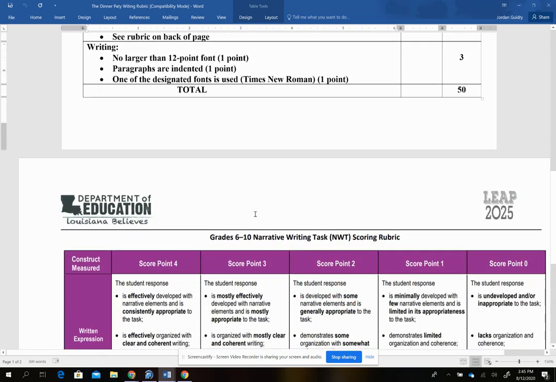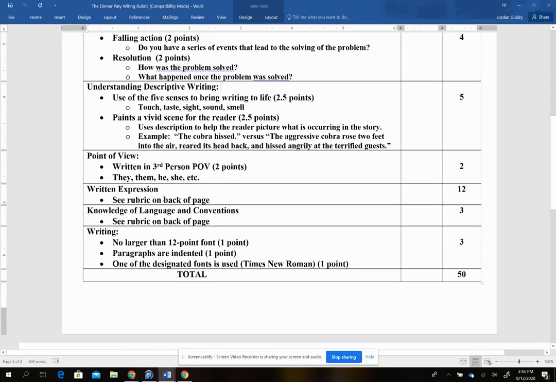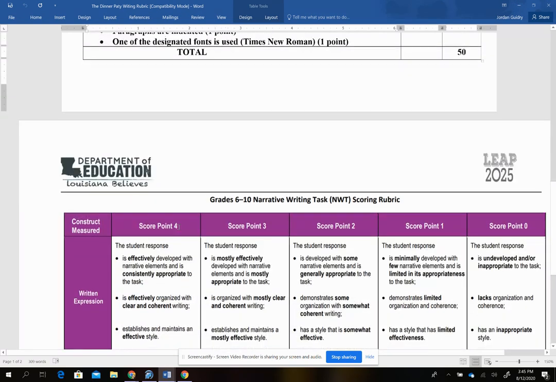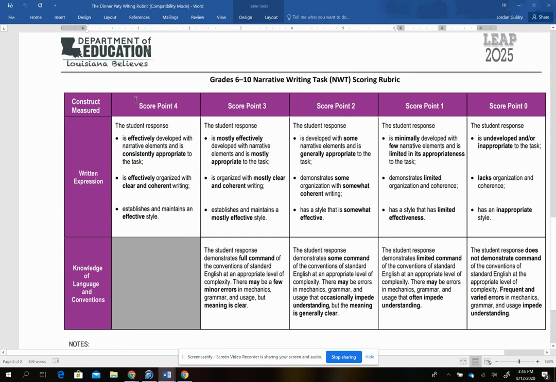So now let's look at our Louisiana Department of Education rubric. This is how we're going to score the written expression and the knowledge of language conventions. So we're going to talk about what you're going to have to do to get a 4, because we're always going to strive for that 4 or that perfect score. So for this one, the score of a 4 for a written expression, it says, is effectively developed with narrative elements and is consistently appropriate to the task, is effectively organized with clear and coherent writing, and establishes and maintains an effective style. In other words, is your story third person the entire time?